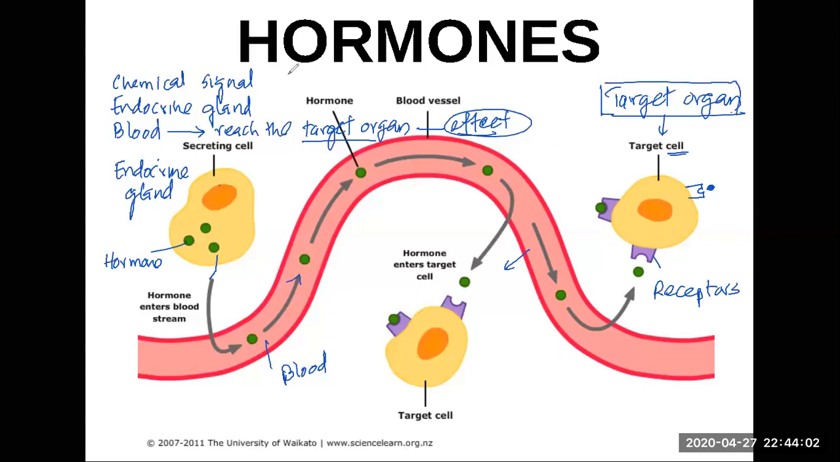So how do you define the hormone? These are chemical signals produced by endocrine glands and transported by the blood so that they can reach the target organ. What's a target organ? It's an organ on which the hormone produces its effect. How does it produce the effect? It comes out of the blood, binds to the receptors on the cells of the organ and produces the effect.